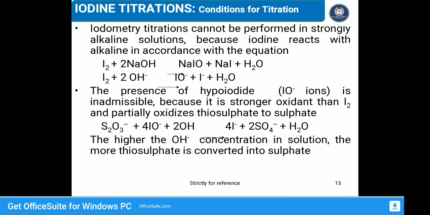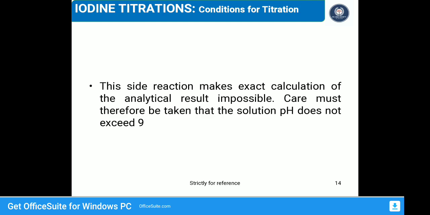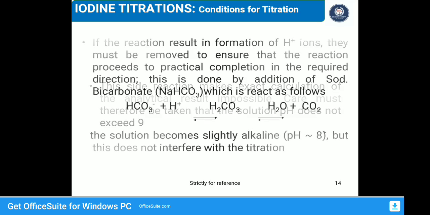Listen carefully, this is a very important sentence. The higher the OH minus ions, that is hydroxyl group concentration in the solution, the more thiosulfate is converted into the sulfate. This side reaction makes exact calculation of the analytical result impossible. Care must therefore be taken that the solution pH does not exceed 9.